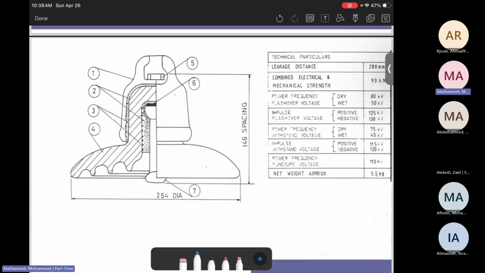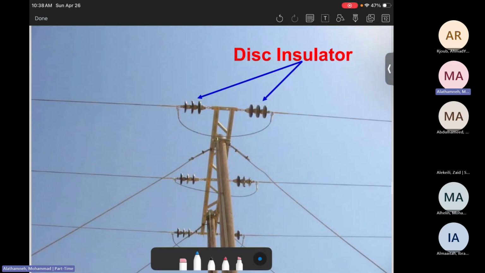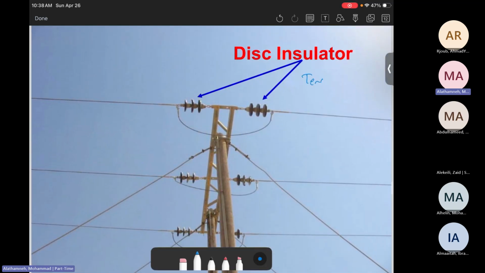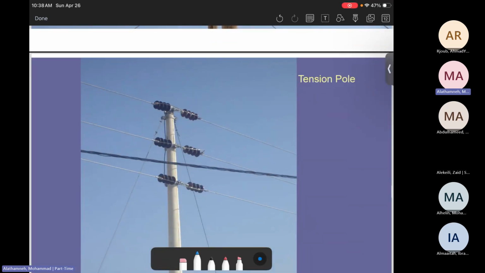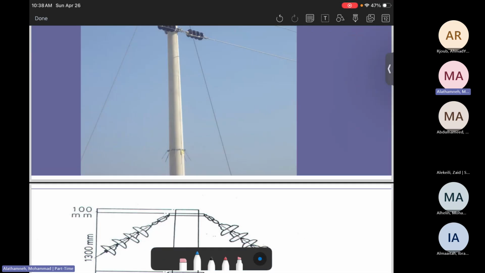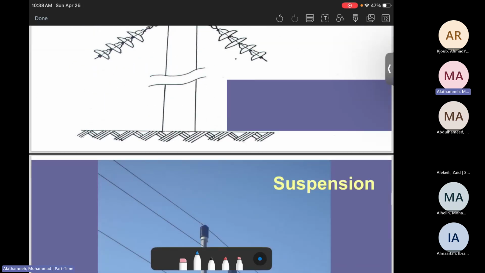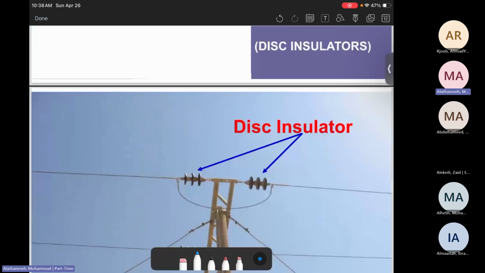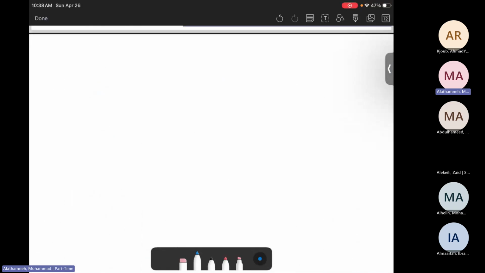Here is how the disc insulators look. Here is a disc insulator, which is again used for tension or angle. Then here is also the tension pole, how it looks. Here is the suspension again, which is very similar to what we talked about, which is post insulators.